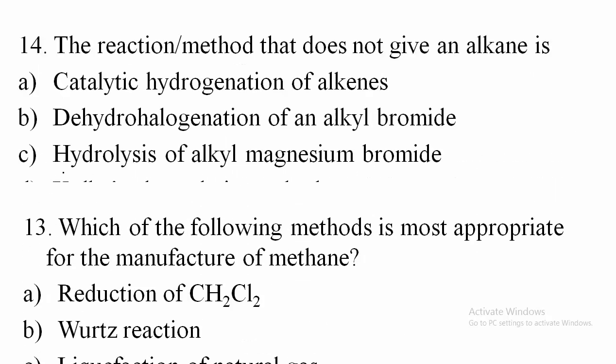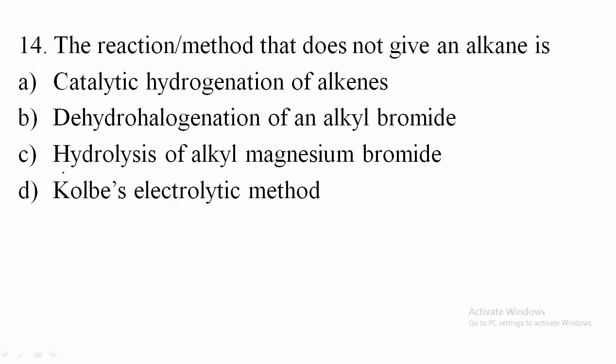Okay. Then 14th one, the reaction or method that does not give an alkane is catalytic hydrogenation of alkenes. This method you have already studied. It will give the alkane. Hydrogenation in presence of catalyst is said to be catalytic hydrogenation. And dehydrohalogenation of alkyl bromide, it will not give the alkane, but instead of that it gives alkene.